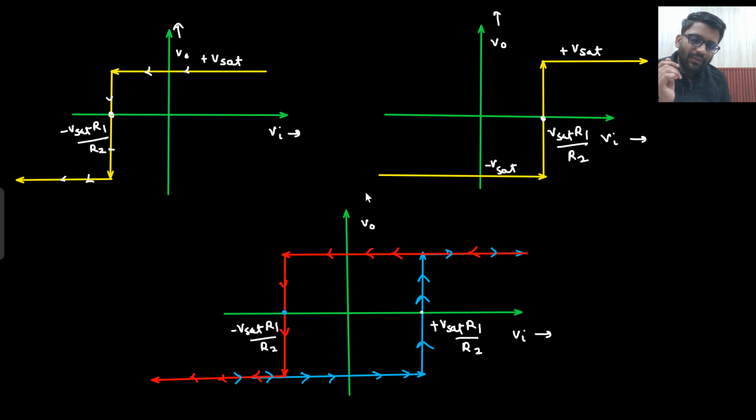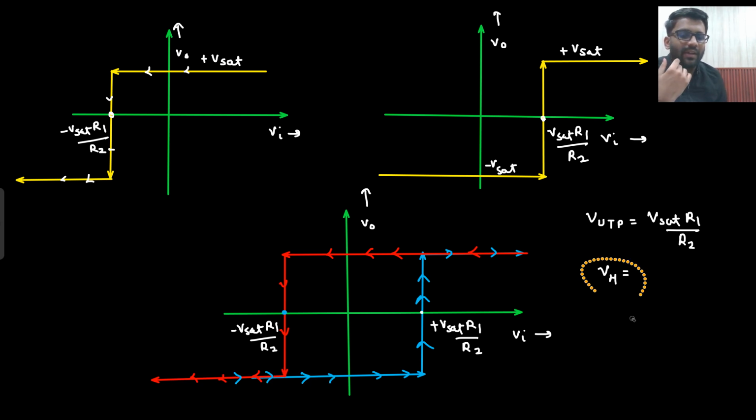This is Vin, this is V naught. What kind of characteristic is that? Inverting or non-inverting? Non-inverting, because for a higher value you are getting a higher output, for a lower value you are getting a lower output. In between there is a dead zone. What is the hysteresis width? What is VUTP, the upper threshold voltage? V set into R1 by R2. There are two thresholds, V set into R1 by R2 and the other threshold is minus V set into R1 by R2.